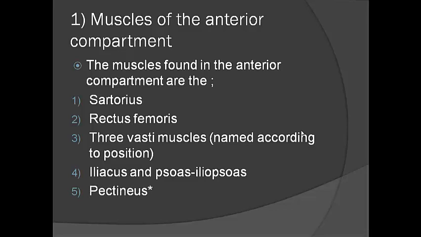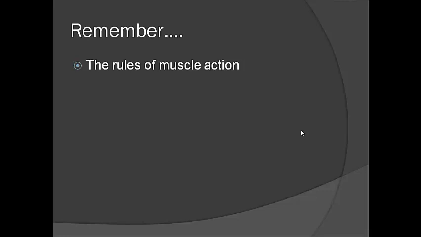The pectineus, if you notice, I've put a little asterisk next to it. The pectineus is technically part of the medial compartment, but because part of it comes into the anterior compartment as well, and we're going to need it later when we talk about the femoral triangle, I've included it in here just because it shows up, but it will get mentioned again in the medial compartment.